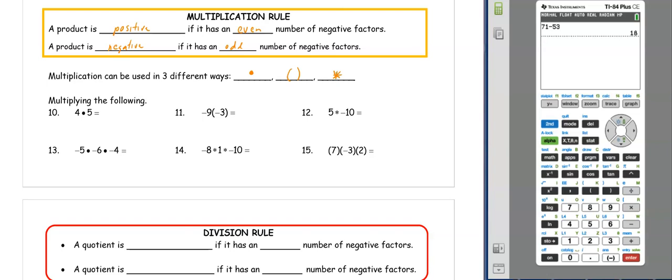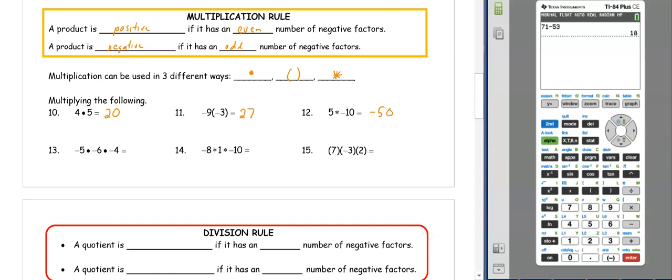All right, so in number 10, we have 4 times 5, which is 20. In 11, we have negative 9 times negative 3. Because they are 2 negative numbers, we are going to get a positive. So we're going to have positive 27. In number 12, we have 5 times negative 10. So 5 times negative 10 gets us negative 50 because we have one negative factor.